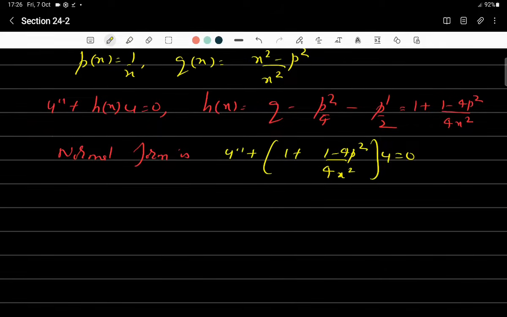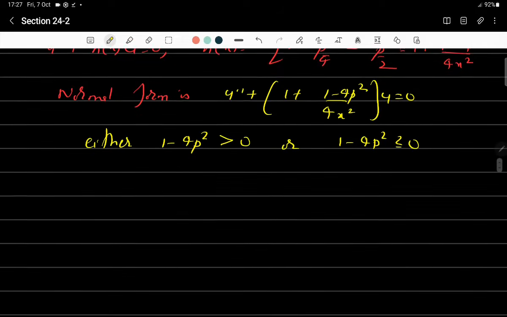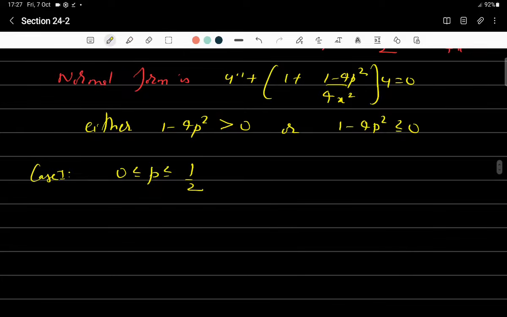Now this h of x depends on 1 minus 4p square, because 1 is positive, 4x square is positive. It means either 1 minus 4p square is greater than 0 or 1 minus 4p square is less than or equal to 0. It means I have two cases: either p is from 0 to half or p is greater than half. Let's start with the first case. p is from 0 to half.